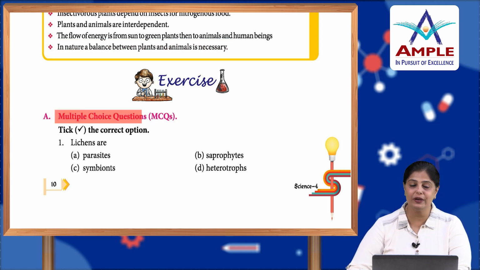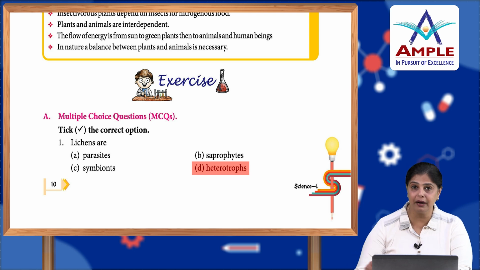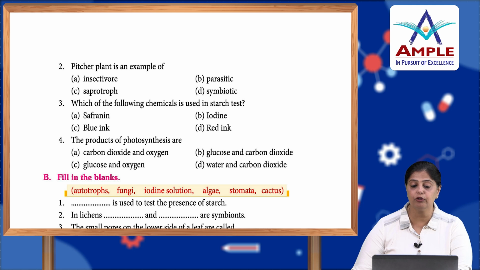So, multiple choice question. Take the correct option. Lichens are parasites, saprophytes, symbionts or heterotrophs? They are symbionts. Which plant is an example of insectivore, parasitic, saprotroph or symbiotic? It is an example of insectivore. Which of the following chemicals is used in starch test: safranin, iodine, blue ink or red ink? It is the iodine. The products of photosynthesis are carbon dioxide and oxygen, glucose and carbon dioxide, glucose and oxygen, or water and carbon dioxide? It is glucose and oxygen.